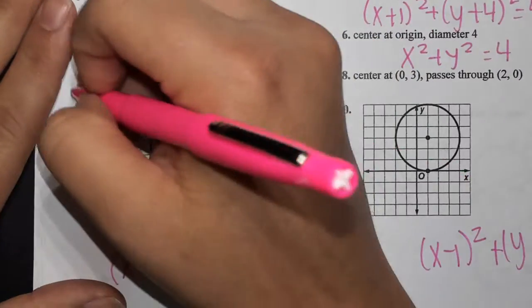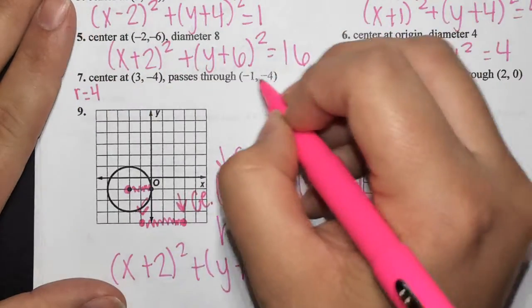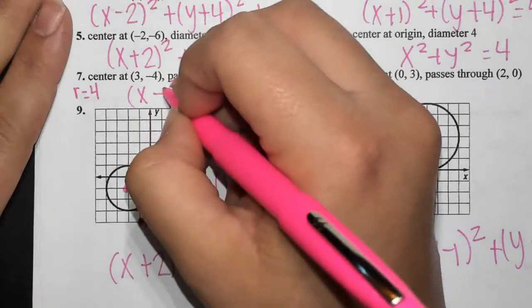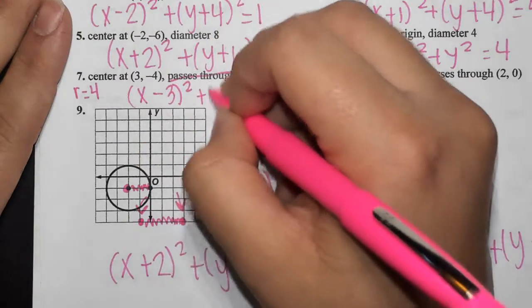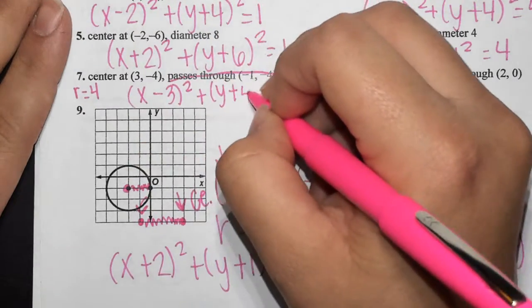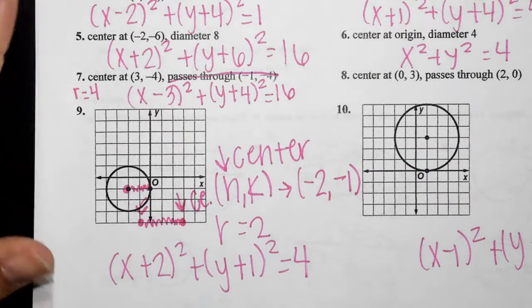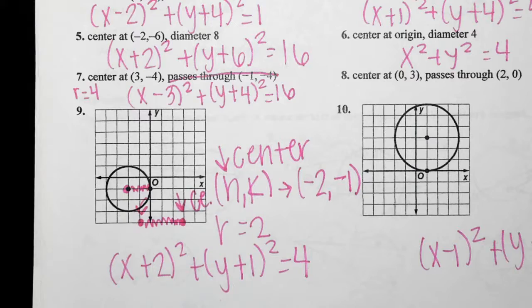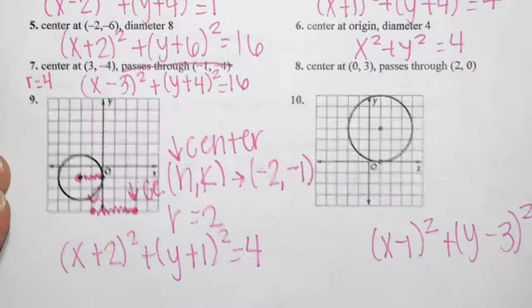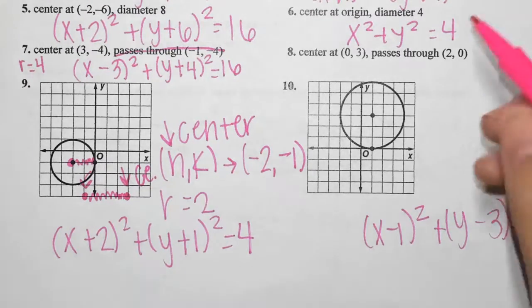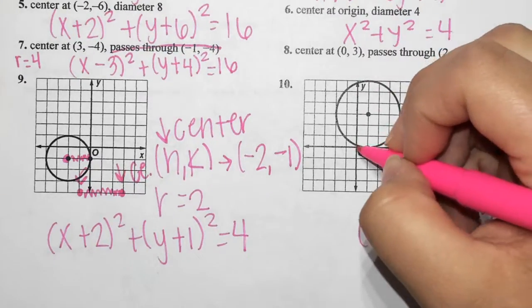So the radius is 4, and now that I know that, I don't need this anymore, and I can write the equation. Okay, let's try the same thing for 8. We know the center, we know a side that it passes through. So let's plot those.